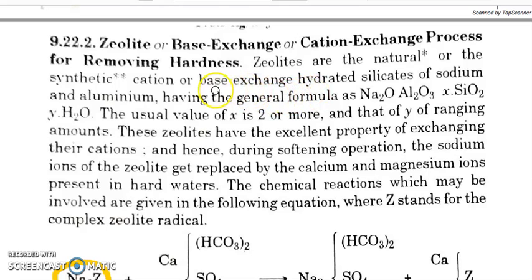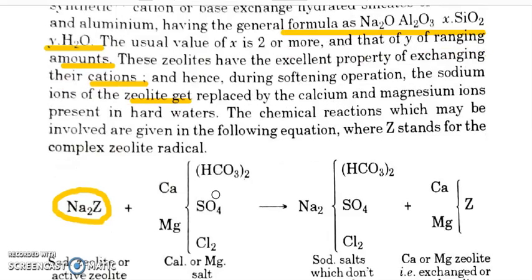And these are base exchange hydrated silicates of sodium and aluminium, and they have a general formula Na2O.Al2O3.xSiO2.yH2O. The usual value of x is 2 or more and that of y is of varying amount. Now these zeolites have an excellent property of exchanging their cations, and therefore during the softening process the sodium ions of the zeolite get replaced by the calcium and the magnesium ions which are present in the hard water, right? So the chemical reaction which is involved is given below here.